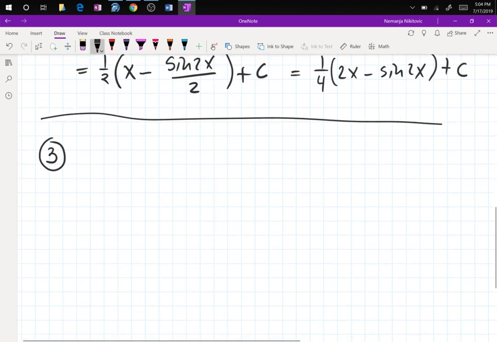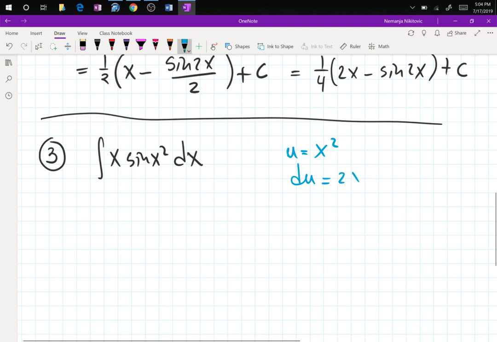Number 3. That's the u sub of x sine x squared dx. We already established that u is x squared. du must be 2x dx. So we do have x. We don't have 2x, so we have to fix that. Remember, you're either using different colors or you're writing a new line for the fix. So now I have 2x dx. So all of that gets replaced by du, and then you have sine u du.